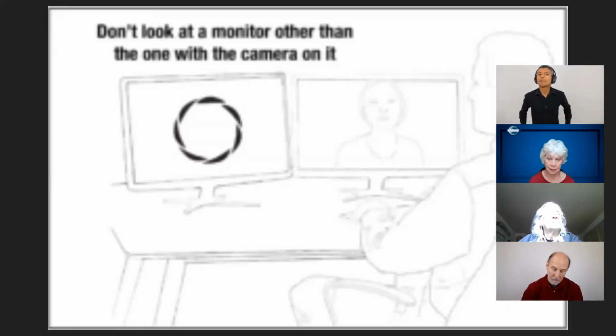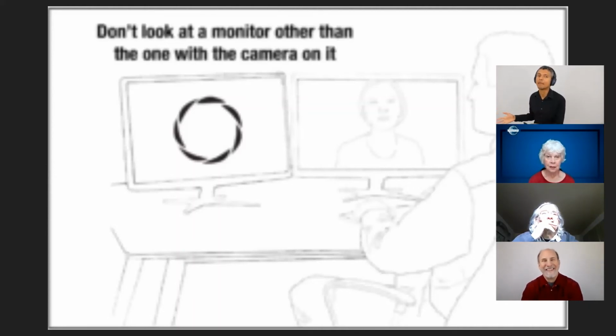The next thing is some people have two monitors and sometimes they're looking at a monitor which does not have a camera in it. And that's very distracting for the audience. Like if you're talking like this, it feels very disconnecting. I've seen this many times.